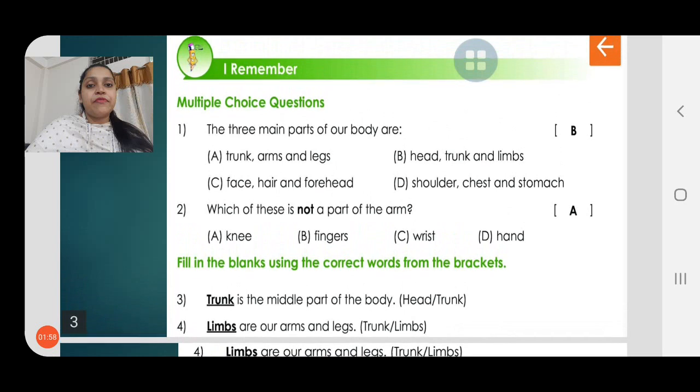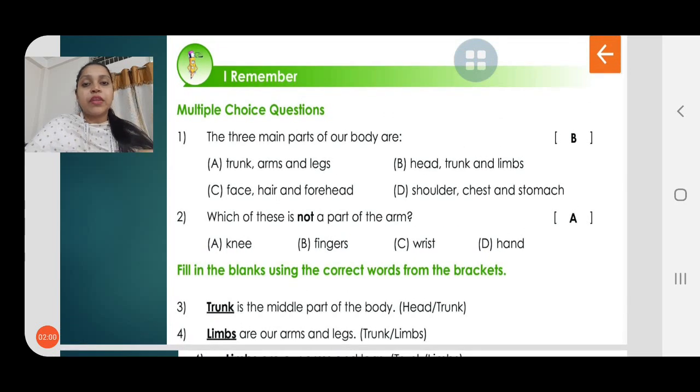Then, children, we have fill in the blanks. Number 3, you can see here, dash is the middle part of the body. So which is the middle part of the body? It's trunk. Then number 4, dash limbs are our arms and legs. So which one will it be? Limbs are our arms and legs.